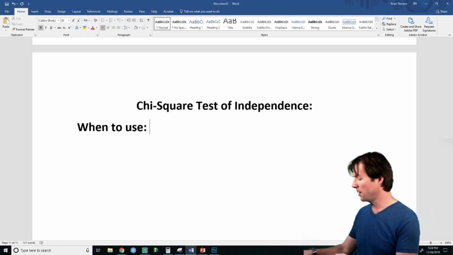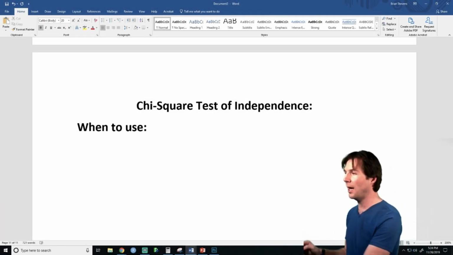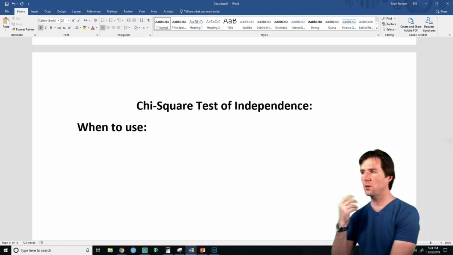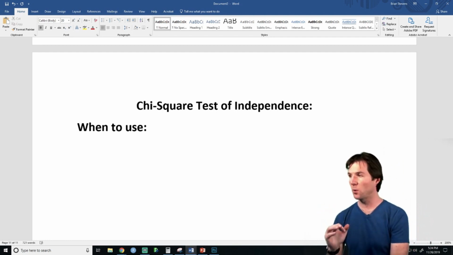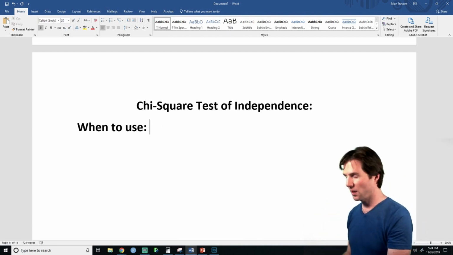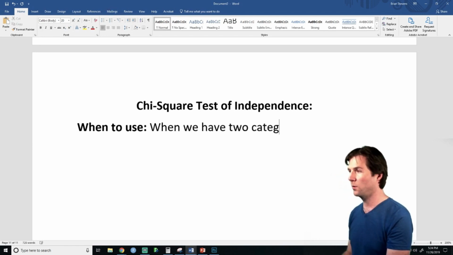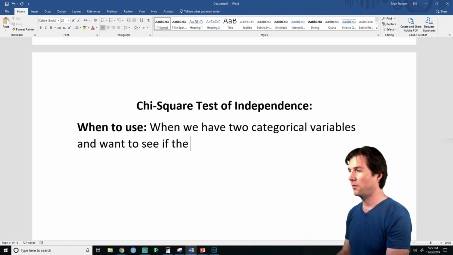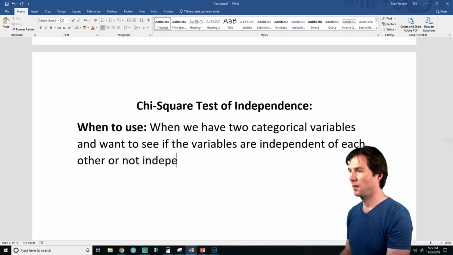We will use the chi-squared test of independence when we have two categorical variables. If you notice the theme of this, the first one was categorical, the second one was quantitative, the next one was quantitative and categorical, and then this one is two categorical variables. We will use this test when we have two categorical variables and want to see if the variables are independent of each other or not.